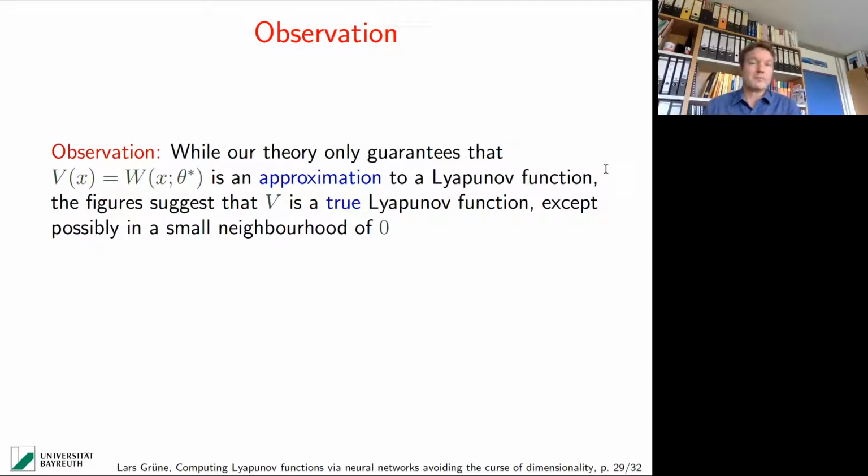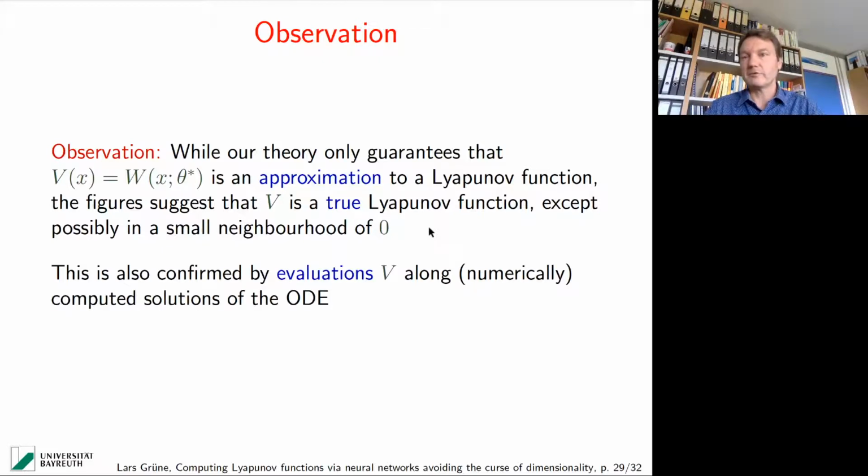And there's an interesting observation, because our theory so far only guarantees that we get an approximation to a Lyapunov function in terms of the values. But the figures suggest that what we compute here is indeed a true Lyapunov function, except possibly in a small neighborhood of the origin. So it looks like the method performs even better than what our theory is able to explain so far. So there is certainly space to find out more, right?